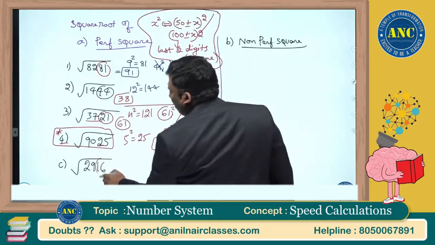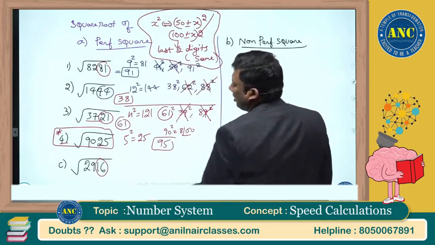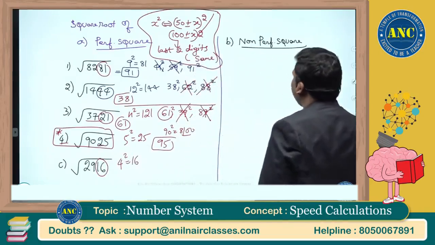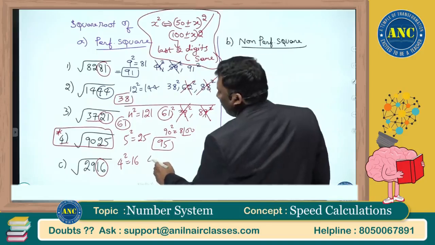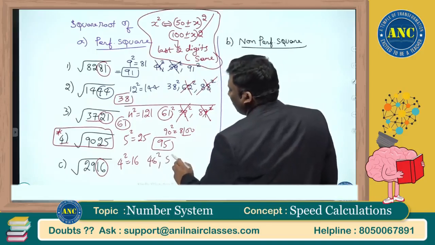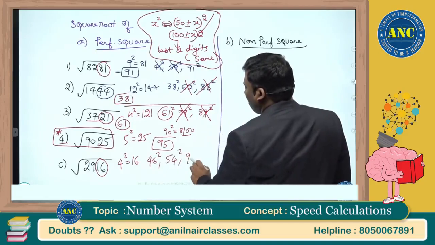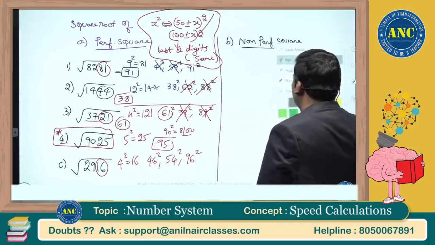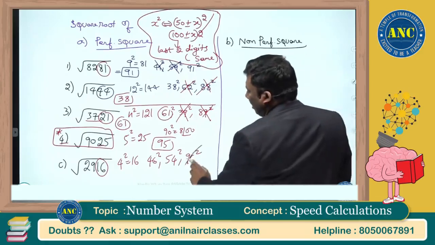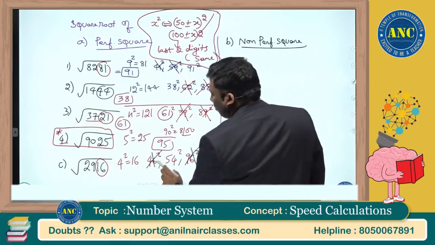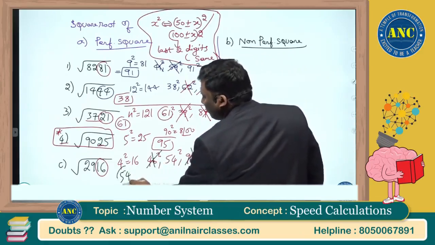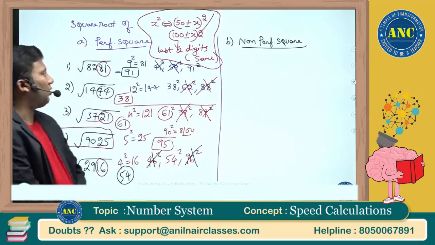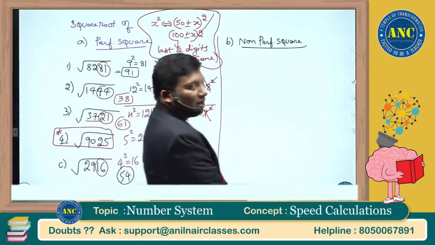Square root of 2916. 4 square is 16. So 50 minus 4, 50 plus 4, and 100 minus 4. Now see here, this is a very high value. 50 square is 2500. The answer is 54. I hope all the concepts are clear to you.